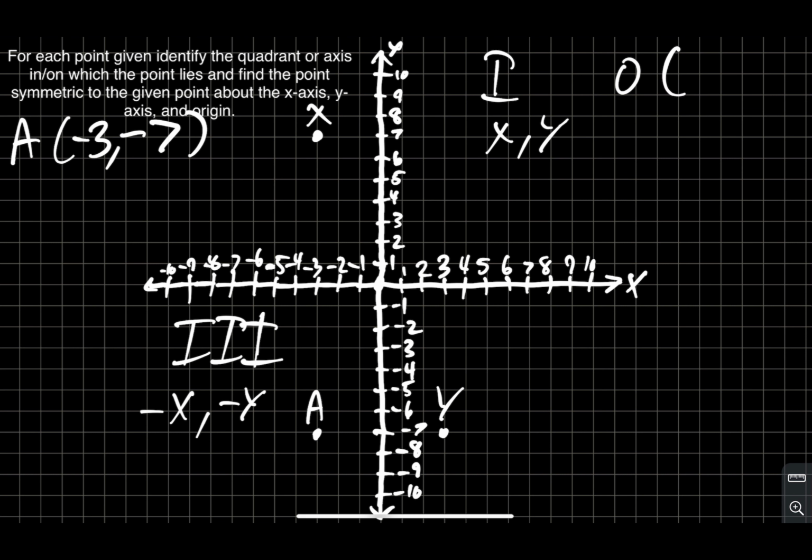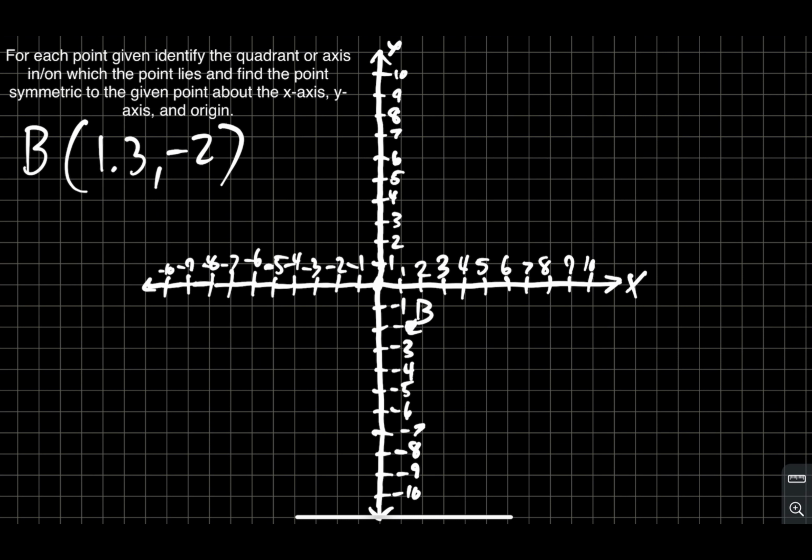So for point O, which is going to be the point that's symmetric about the origin, it's going to be positive 3, comma, positive 7. So our point is going to be right here. And that's going to be point O.